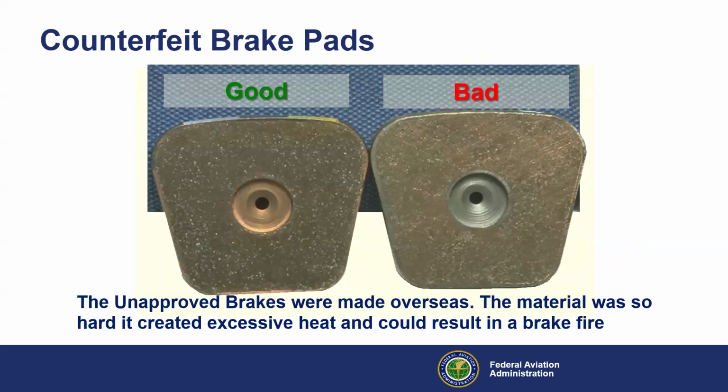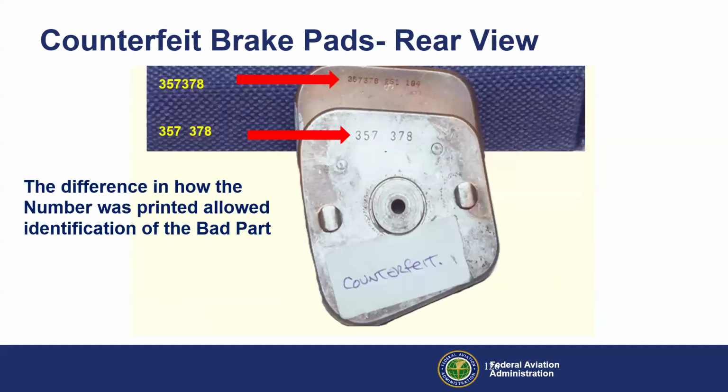Here are some counterfeit brake pads. On the left are the good ones, and on the right are the bad ones. They're made overseas, and the material is so hard they never wore out, but it created excessive heat and could result in a brake fire. And here's the rear view. You can see a little difference in the way the part number is marked. There's a space on the counterfeit part, and there's no space on the good part.